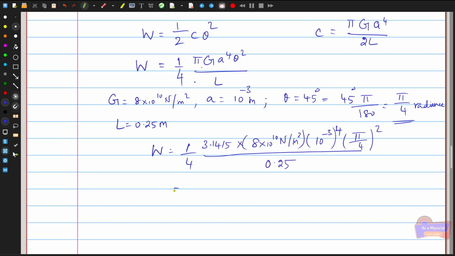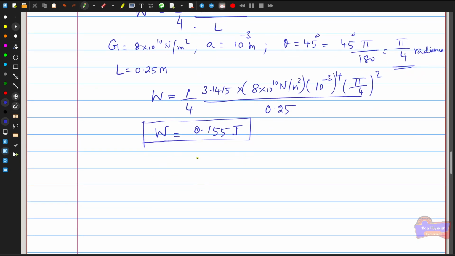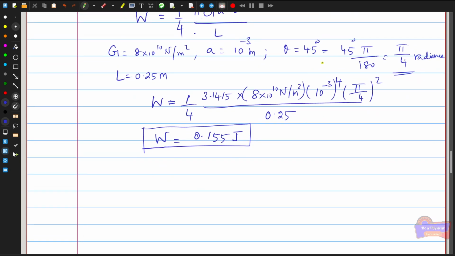Once you calculate the value with the calculator, the final value is 0.155 joules. So this is the work actually stored as potential energy in the wire if you give a twist of 45 degrees. Okay.